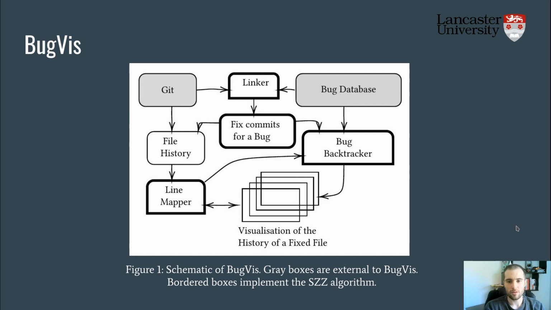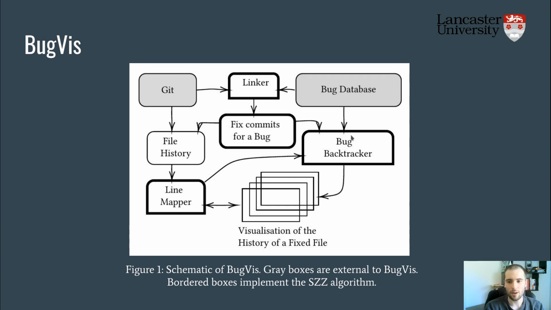So the way BugVis is constructed is from three major parts. The first one being linker, the second one line mapper, and the third one bug backtracker. So the linker is using information from two external sources, which are Git and bug database. In this case it is Git, but it can be different version control systems. And bug database can be a range of different bug databases that I will be talking about soon. So the linker will combine these two information to create a database of fixed commits for a specific bug.